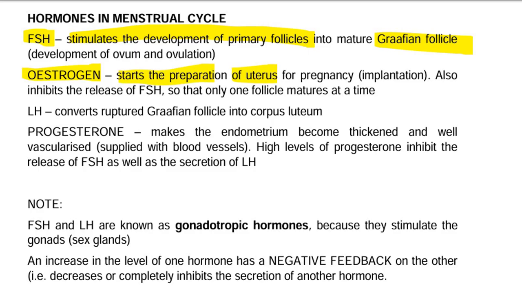So you see what is happening. FSH stimulates the development of primary follicles. As those primary follicles are growing or maturing into a Graafian follicle, they are producing estrogen to say, hey, we are coming. They are telling the uterus, we are growing, so please prepare a place for us.